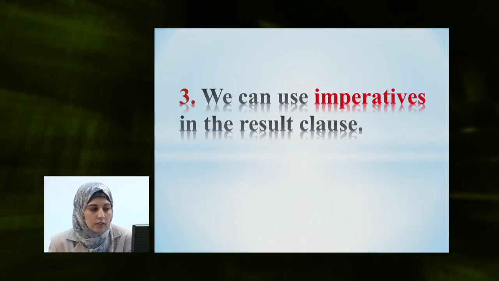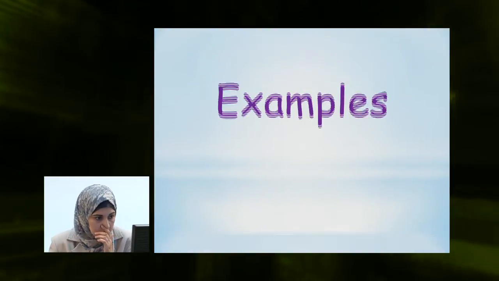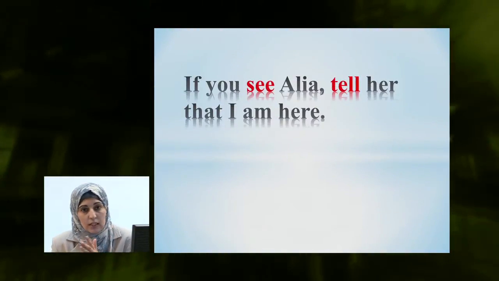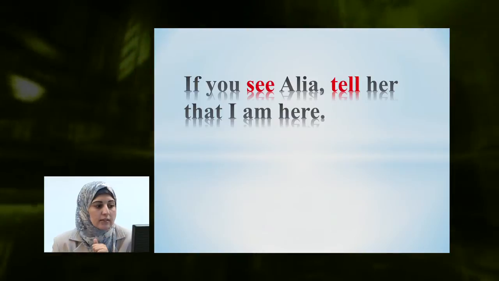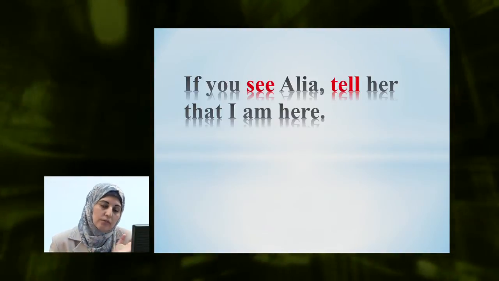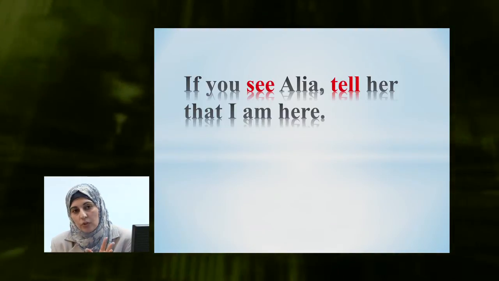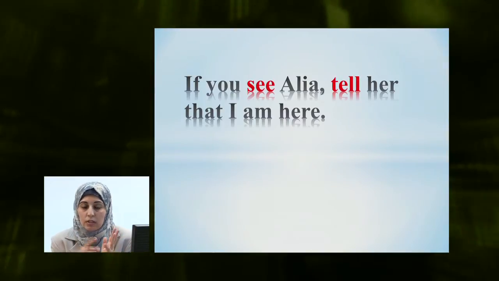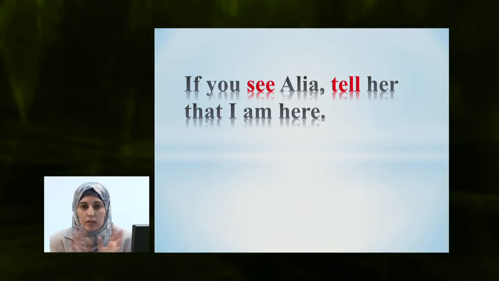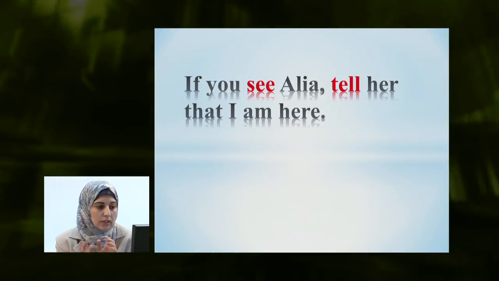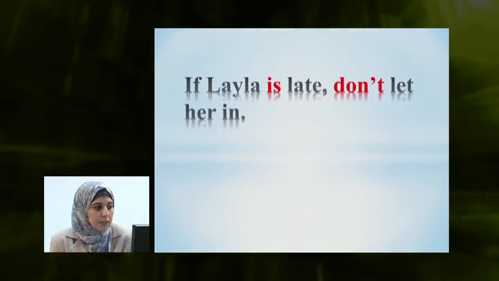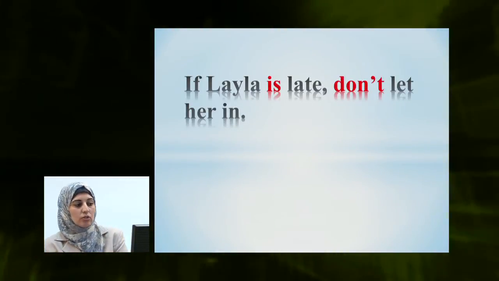You can use imperatives in the result clause. So you can say, if you see Alia, tell her that I am here. So the if clause is if you see Alia, and in the result clause, you are using imperative. Notice here, no subject, no will, just the verb directly. If Layla is late, don't let her in. Again here, in the main clause, you have don't let her in.